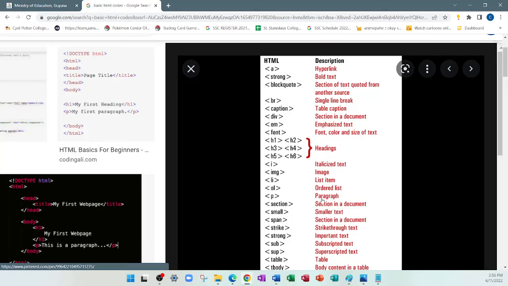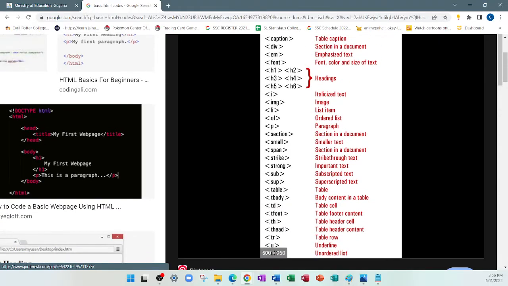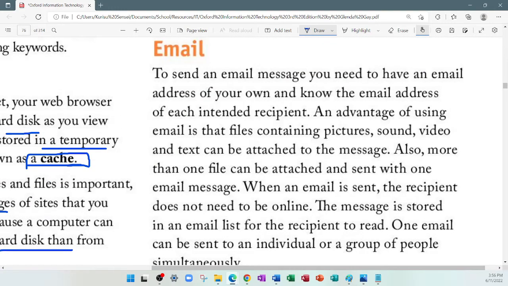P is for paragraph. So think of your HTML like if you're creating a Word document, and you're typing in the information, you're putting in your images, and the purpose of the tags is to format their location, to format how they are going to look, how they are going to appear. That's the purpose of the tags. So that's why it's called a formatting or a markup language.